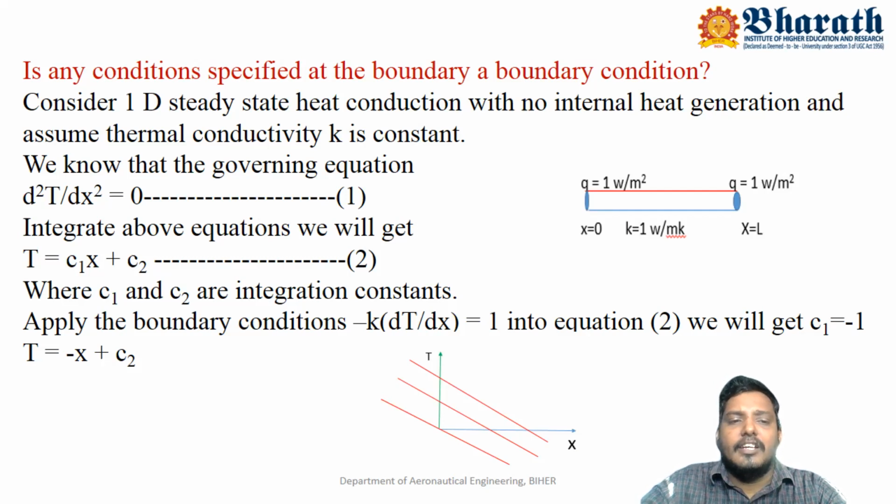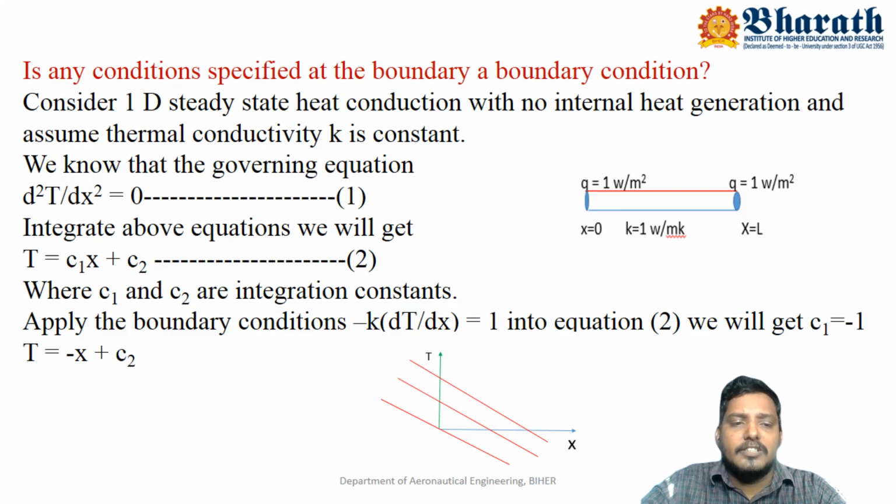Now, if we differentiate equation 2, we will get dT by dx. Then we have to apply our boundary condition. Then we will get C1 value as minus 1. And finally, at x equal to L, the q is equal to 1 watt per meter square. If you apply this condition also, we will get the same C1 value, minus 1.